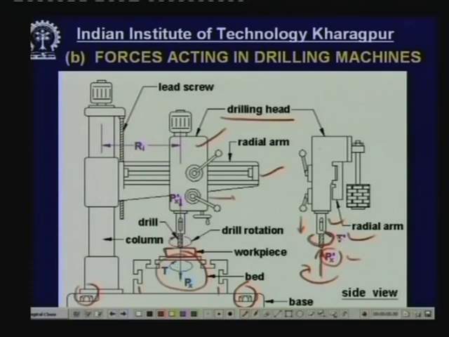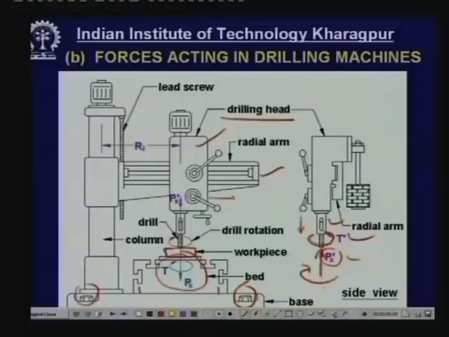Next is this force P x, which is very large. I told you earlier, if you remember, that the thrust force in a drilling machine is unusually large because of the unfavorable cutting action at the drill point, maybe say half a ton to a few tons. Now, the drill force that acts here, what will happen? This will come through the spindle into this drilling head. The drilling head is resting on this saddle. If you take this section, this is a radial arm, this is a section of the radial arm. Now, this force will act on the radial arm.